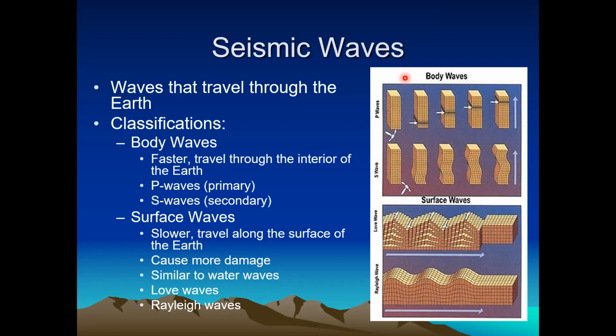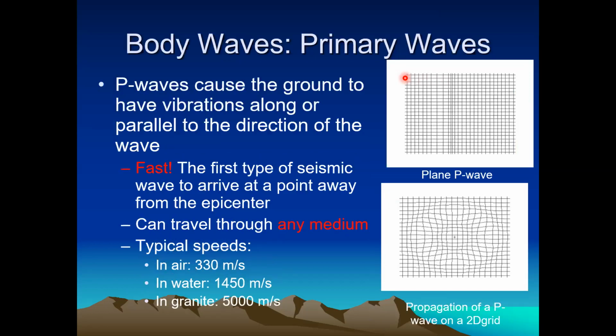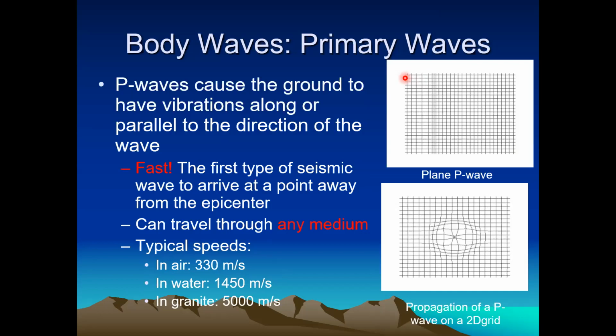Then the surface waves are slower. They travel along the surface of the Earth. They're the big damage makers. They come in two types, the Love wave and the Rayleigh wave. So let's look at the P waves first. The P waves cause the ground to have vibrations along or parallel to the direction of the wave.